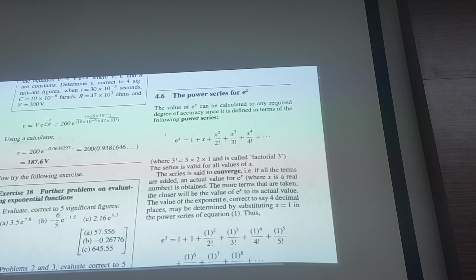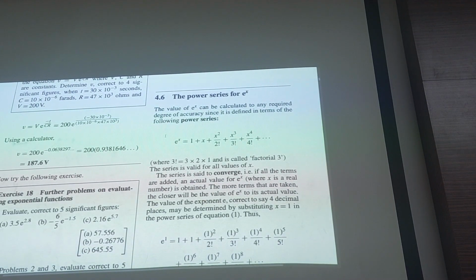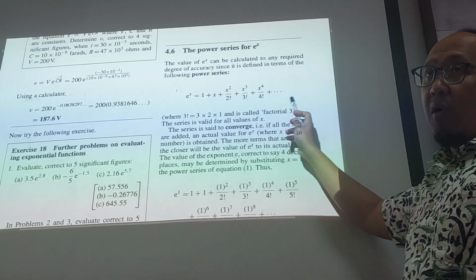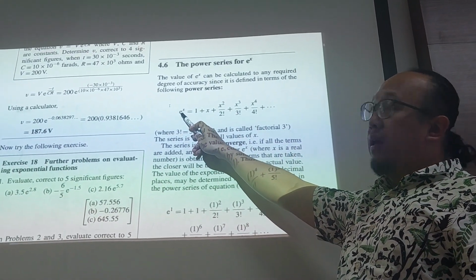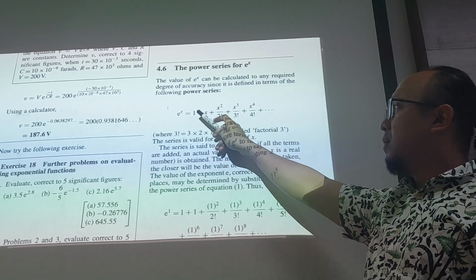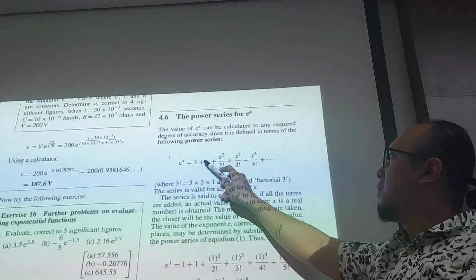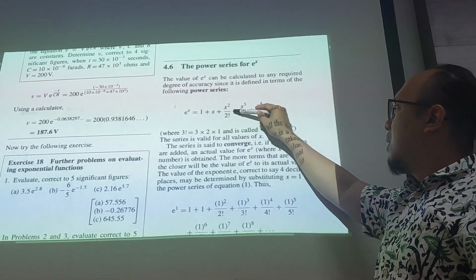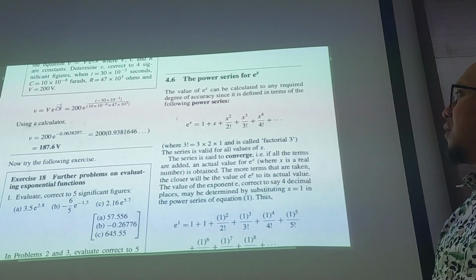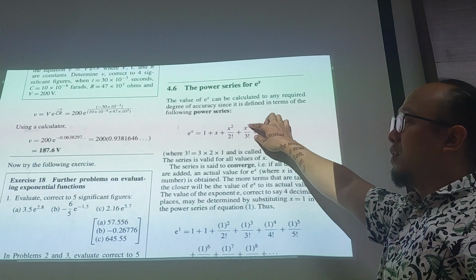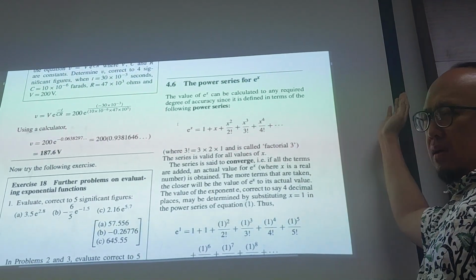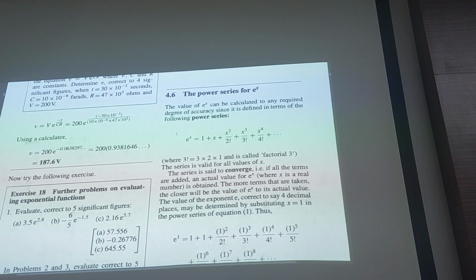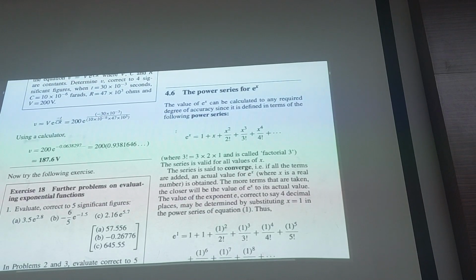And today we will continue with the power series for e to the power of x. This is the power series for e to the power of x, equal to 1 plus x, plus x squared over 2 factorial, plus x to the power of 3 over 3 factorial, and so on. And this is what we call the series for e to the power of x.